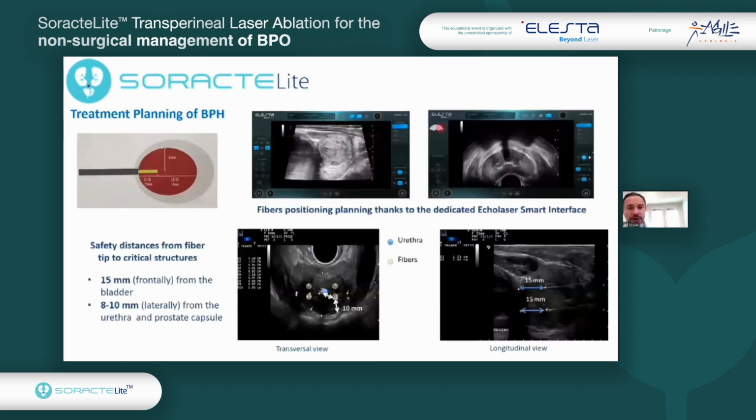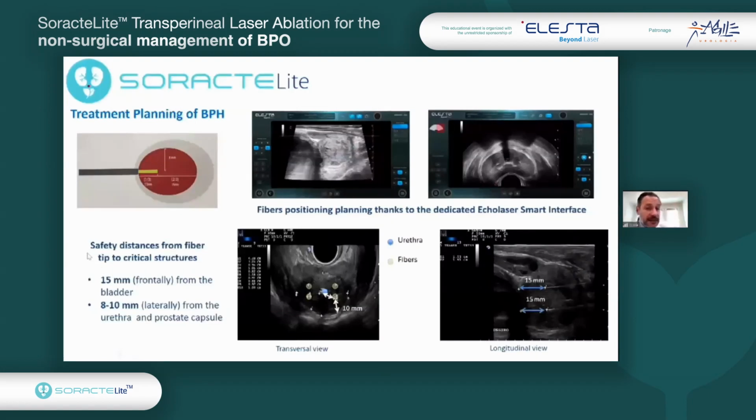So you can see in this picture some images of the prostate, and this is what we have to know. With the fiber that we use, we will have a diameter in height of about 16 millimeters, and a length of the laser ablation of about 22.5 millimeters. And this is the area of treatment for each fiber that we use. And these are what we have to keep in very close attention.